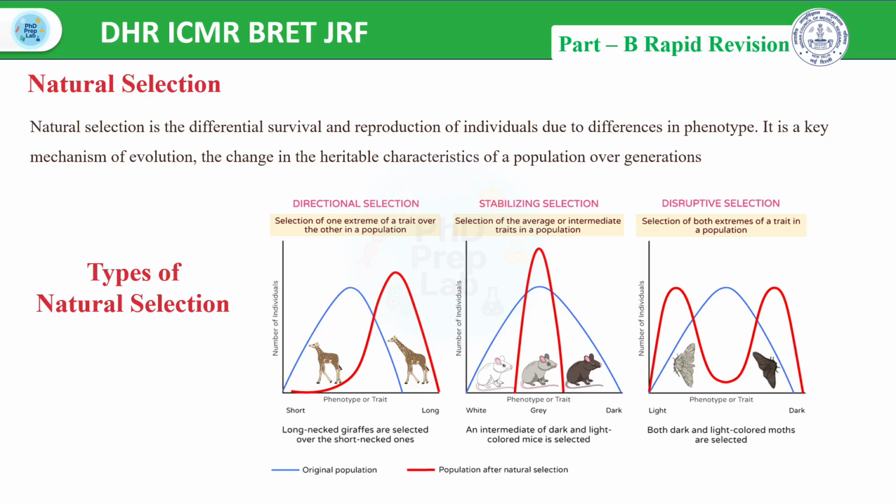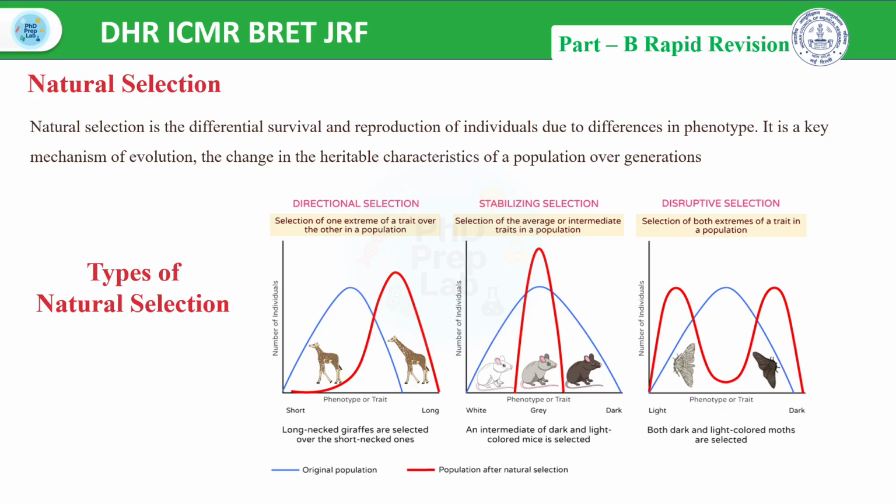In stabilizing selection, always the average trait is favored. So you have white, gray, and dark. The gray trait is favored, as it is the combination of white and dark. So this trait is favored in mice coat color. So this is stabilizing selection. This selects the average or intermediate traits in the population.